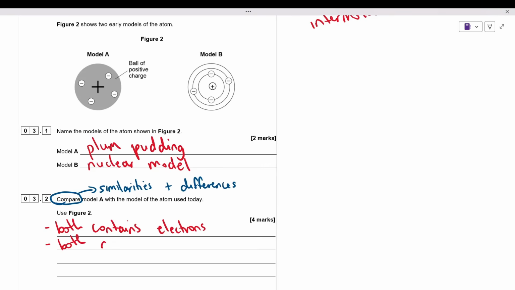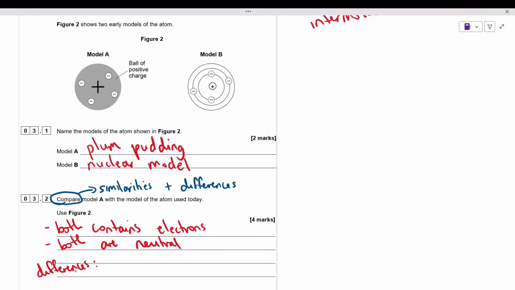So both are neutral. And that's something else that you can mention. I think those are the only two similarities, to be fair. So now we can move on to differences. Now we can focus on those intricate details.